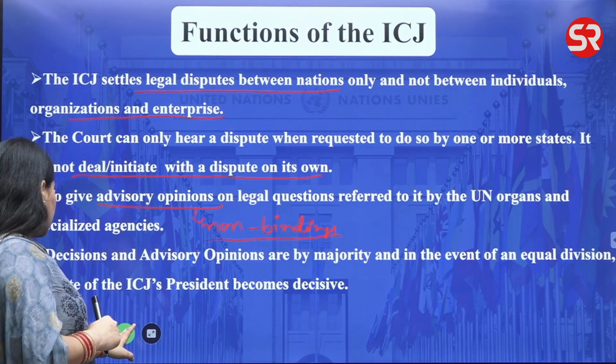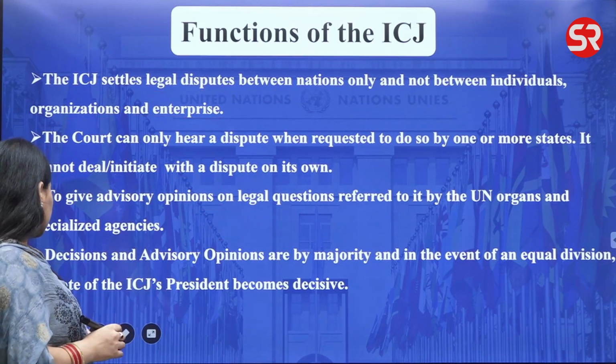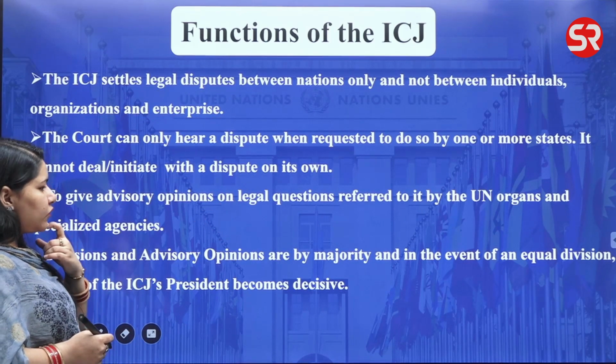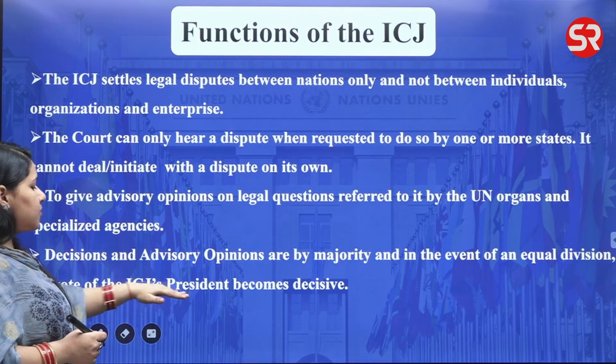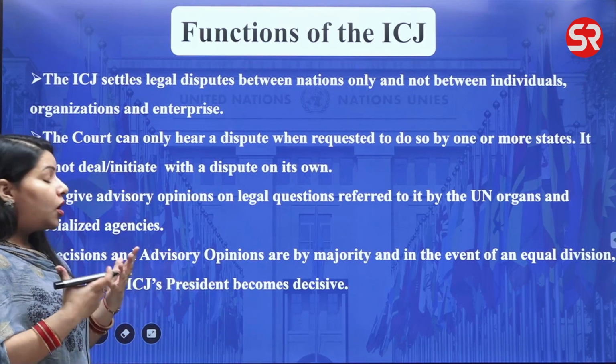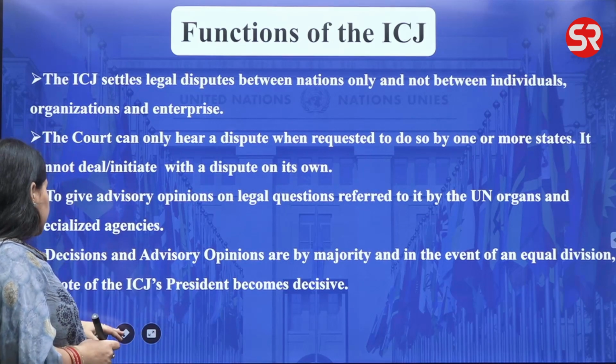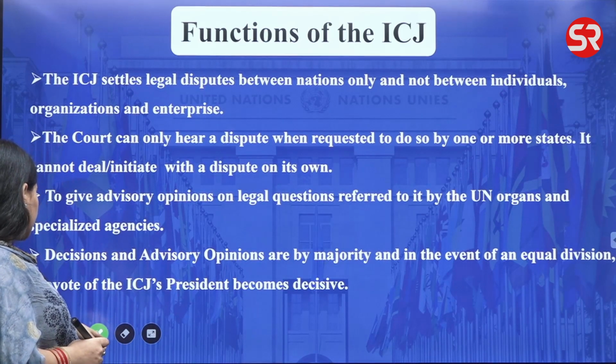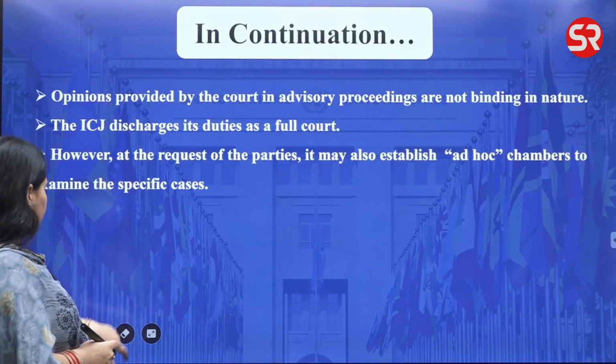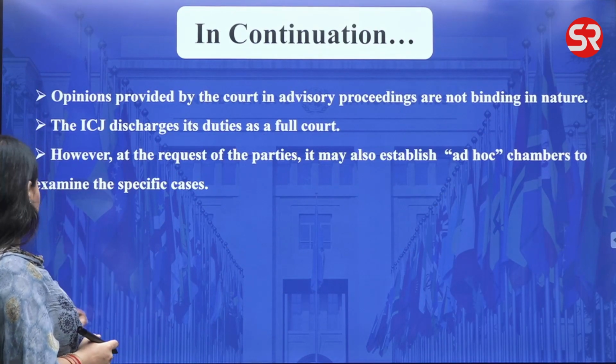So it is important from your exam perspective, one more question can come: in the event of an equal division, the vote of the ICJ president becomes decisive. So whose vote becomes decisive in a case of an equal division? You can write there, ICJ's president. And who is the current president? I already told you, from the United States, right?